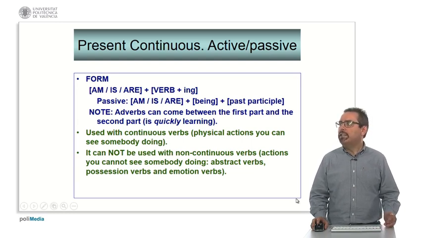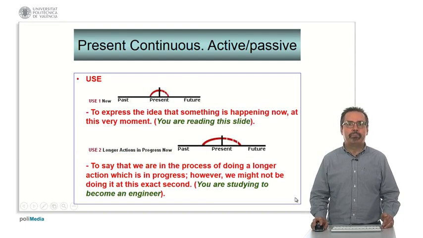They are used with continuous verbs that imply physical actions that you can see someone doing. But they normally are not used with verbs that are called non-continuous verbs. Those describing actions that you cannot see somebody doing. For example, abstract verbs, possession verbs, emotion verbs, etc.